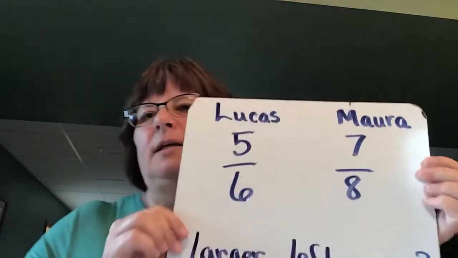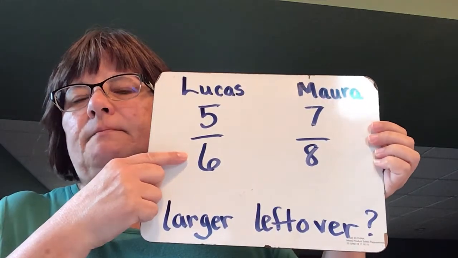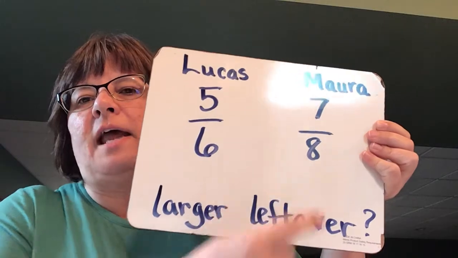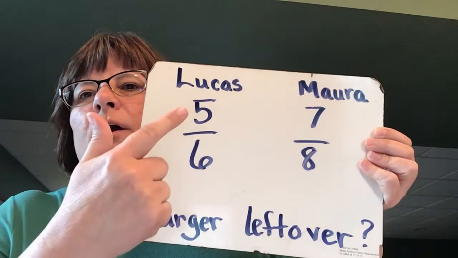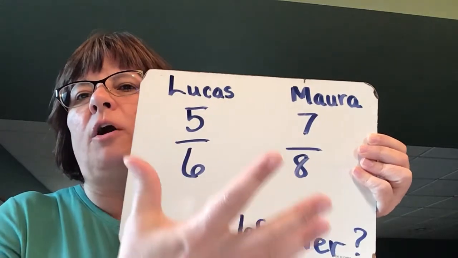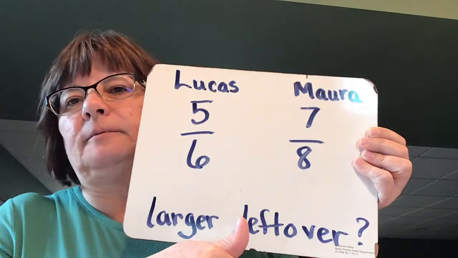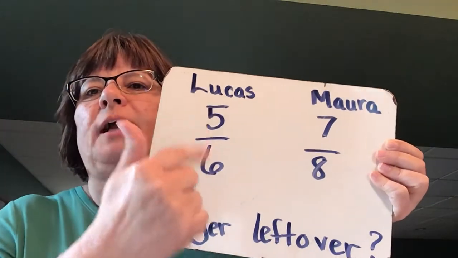Okay, so the information that I have is that Lucas ate 5/6 of his quesadilla, and Mara ate 7/8 of hers. And we want to find out who's got the biggest leftover. So whoever ate more has the smaller leftover. Okay? Got me so far? So we're going to check out Lucas, and then we're going to check out Mara.